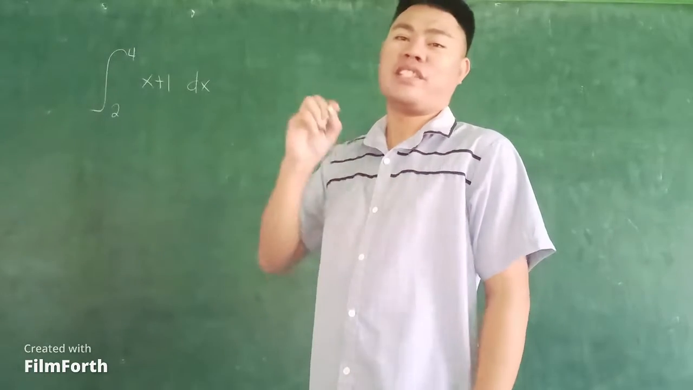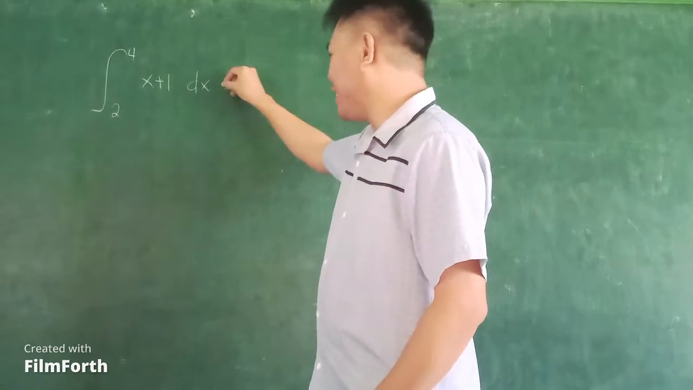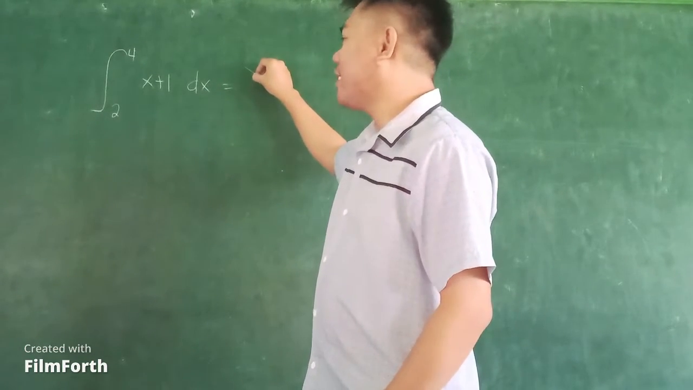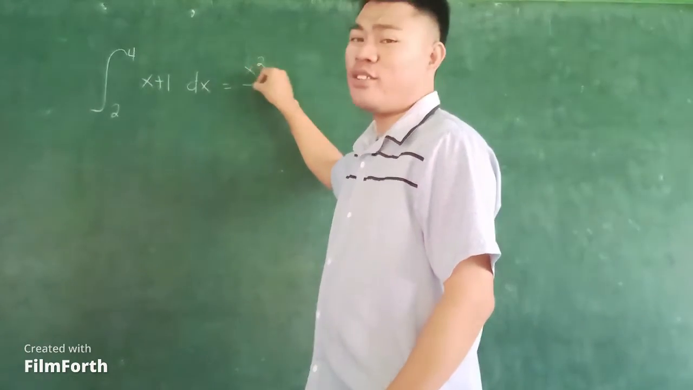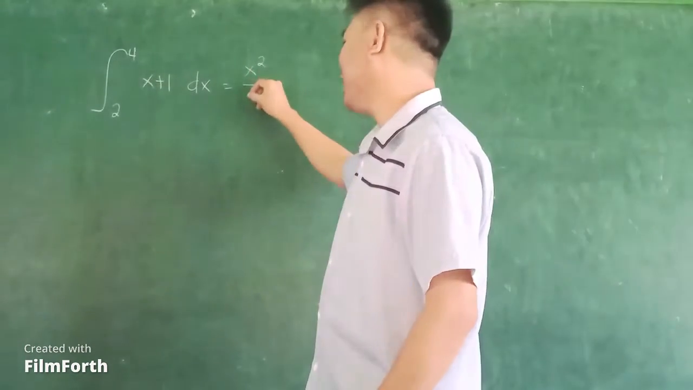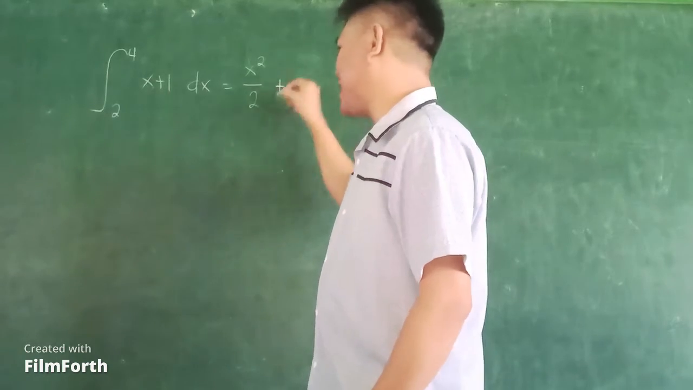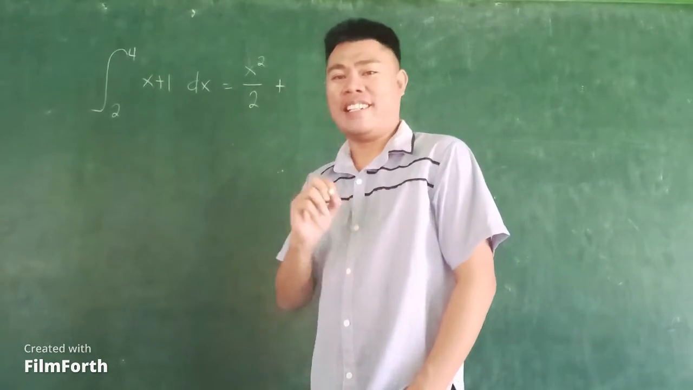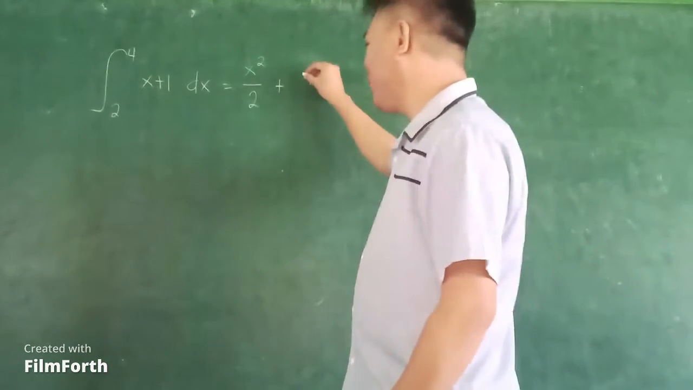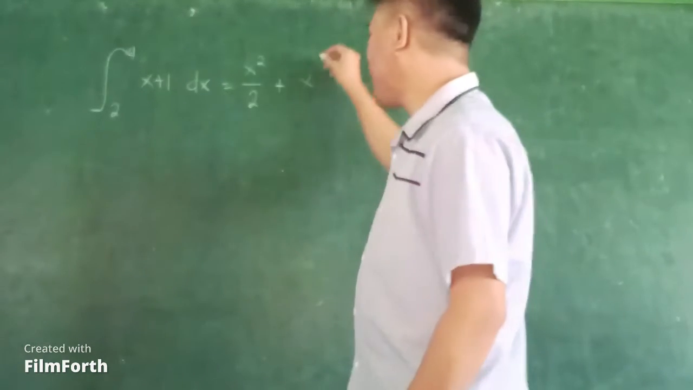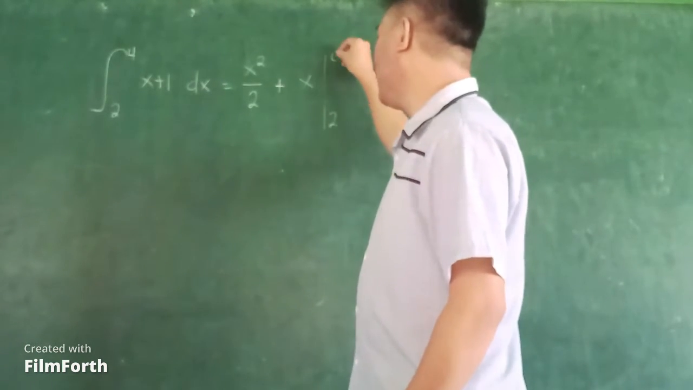So what is the antiderivative of x? It is equal to x squared over 2. Plus, then how about the 1? The antiderivative of 1 is, of course, x, with the limits from 2 to 4.